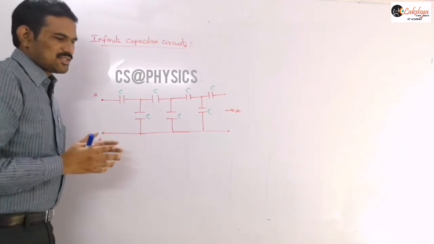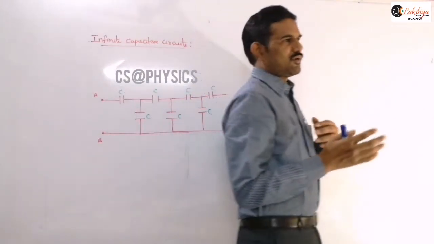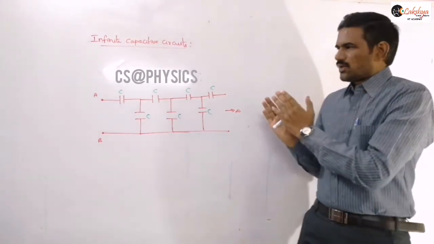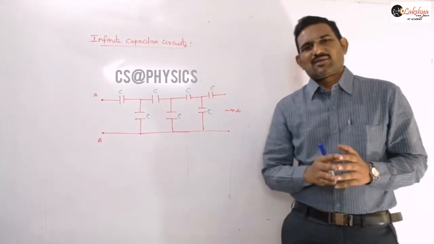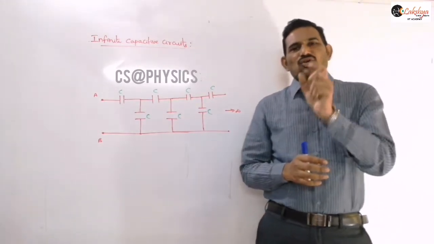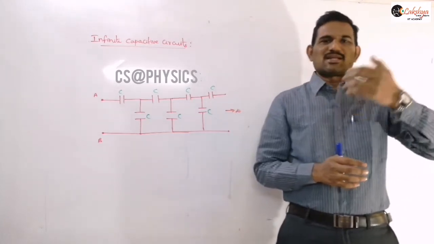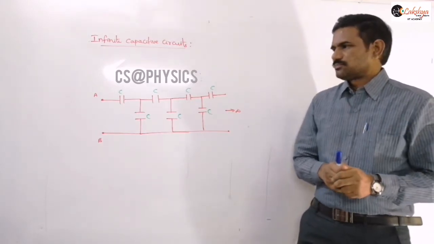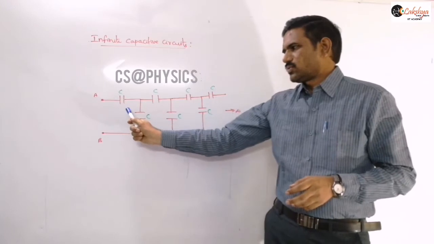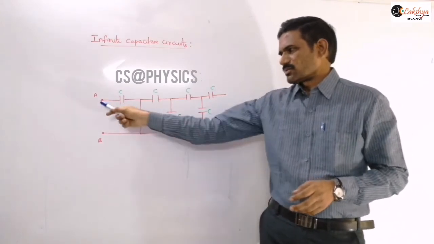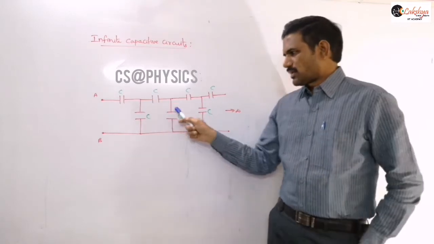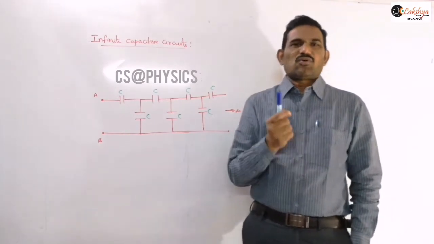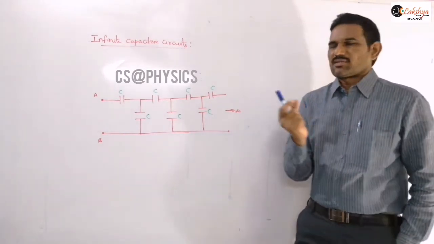Our procedure is the same as what we discussed for resistive circuits. This is an infinite series. Whenever such infinite series circuits are there, you need to identify the unit cell, or the one unit which is repeating to get the infinite circuit. Such a unit cell is this capacitor and this capacitor, that is, this L arrangement. If you repeat that, you will get such an infinite series circuit. So that is a unit cell.